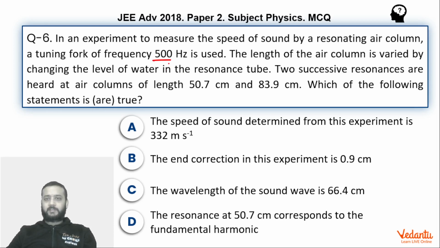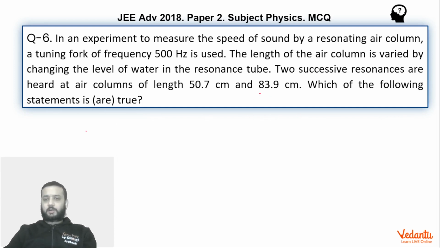There's a tuning fork of frequency 500 Hz, which is used to create waves in a resonance column tube. The length of the air column is varied by changing the water, as is the normal process, and it is said that when the length of the air column is 50.7 and 83.9, two successive resonances are observed. So using this data, we have to find the speed of sound, the end correction, wavelength, and all these things. Now if you look at the data, let's talk about 83.9.